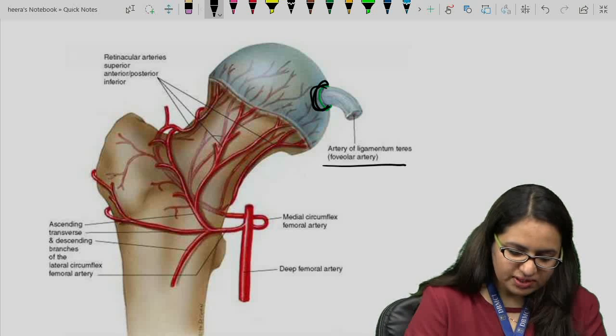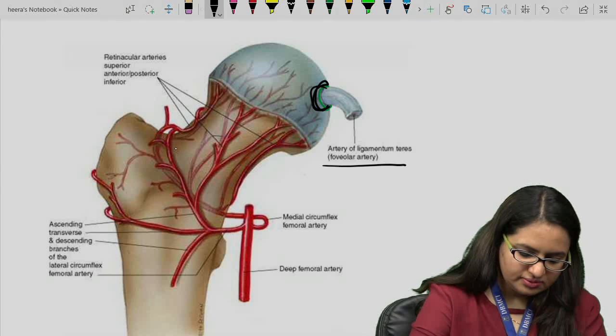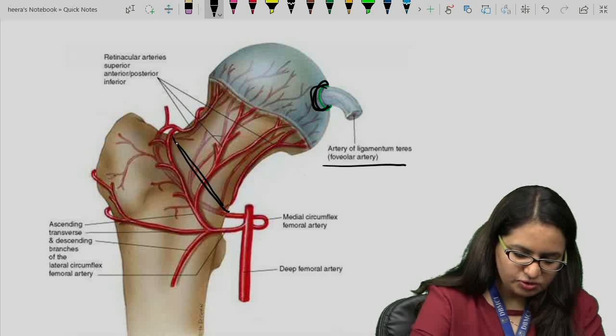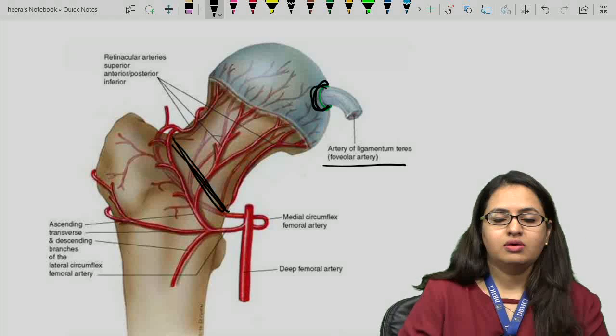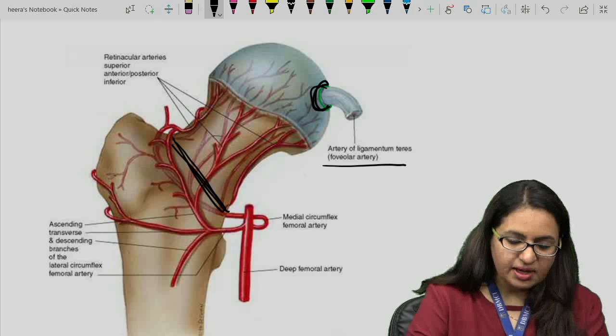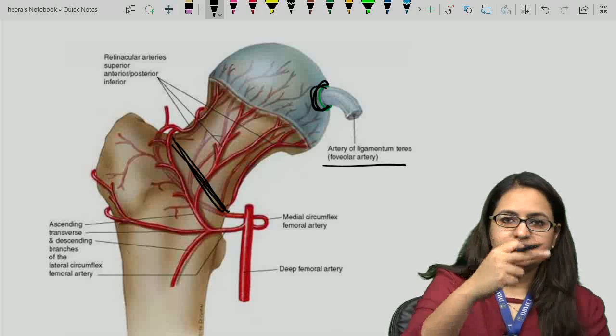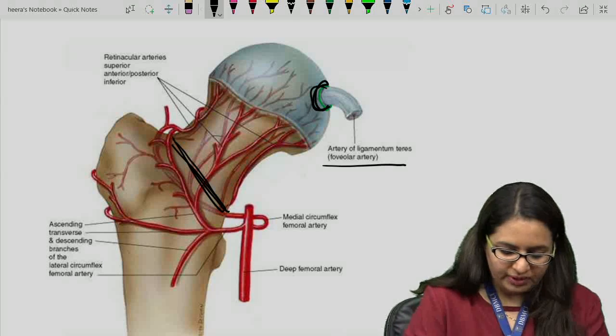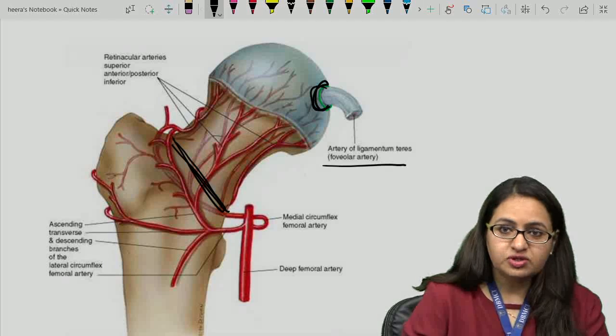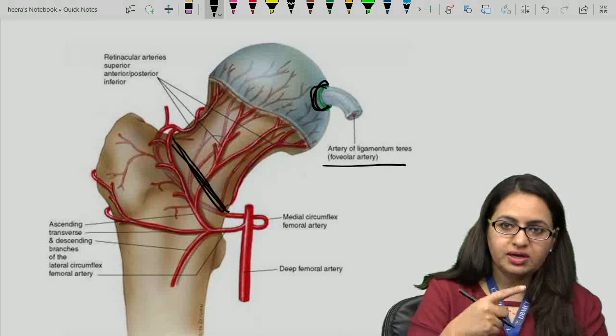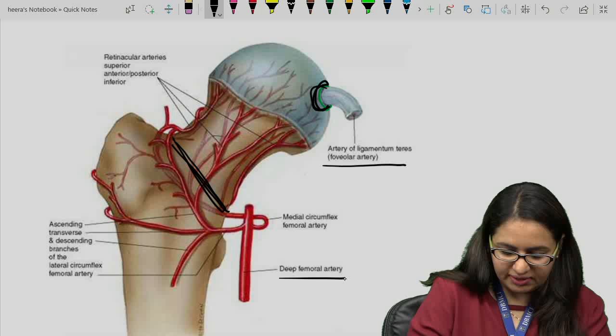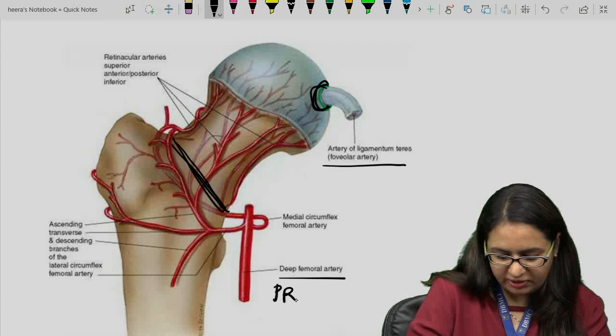Now, apart from this, we can see just at the base, this is the base of the neck of the femur. Near this, an arterial ring is formed which is surrounding the whole of the base of the neck. The artery which is forming an arterial ring over here is the deep femoral artery or the profunda femoris artery.